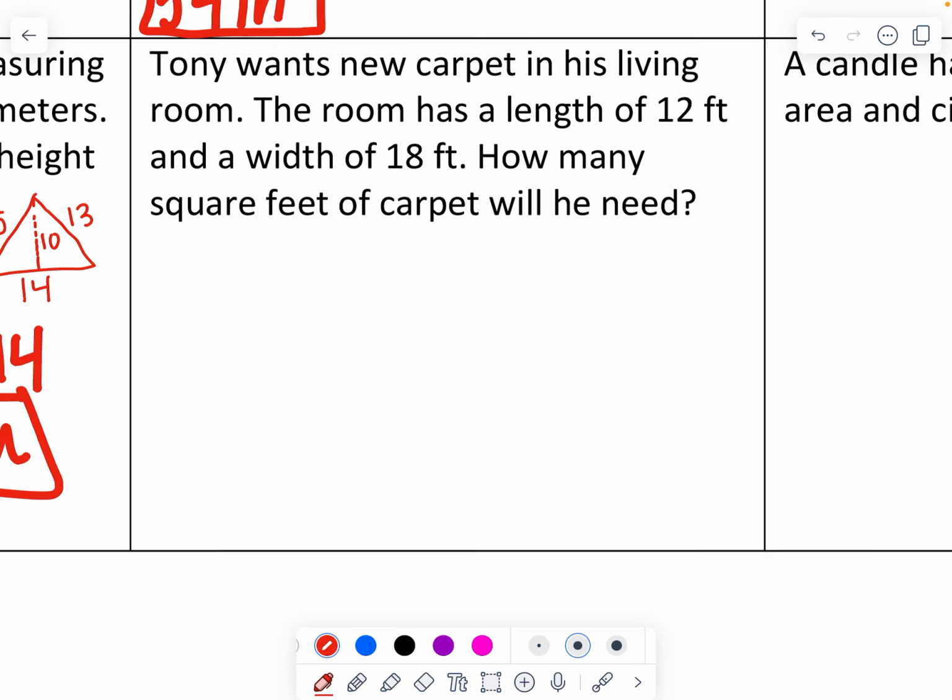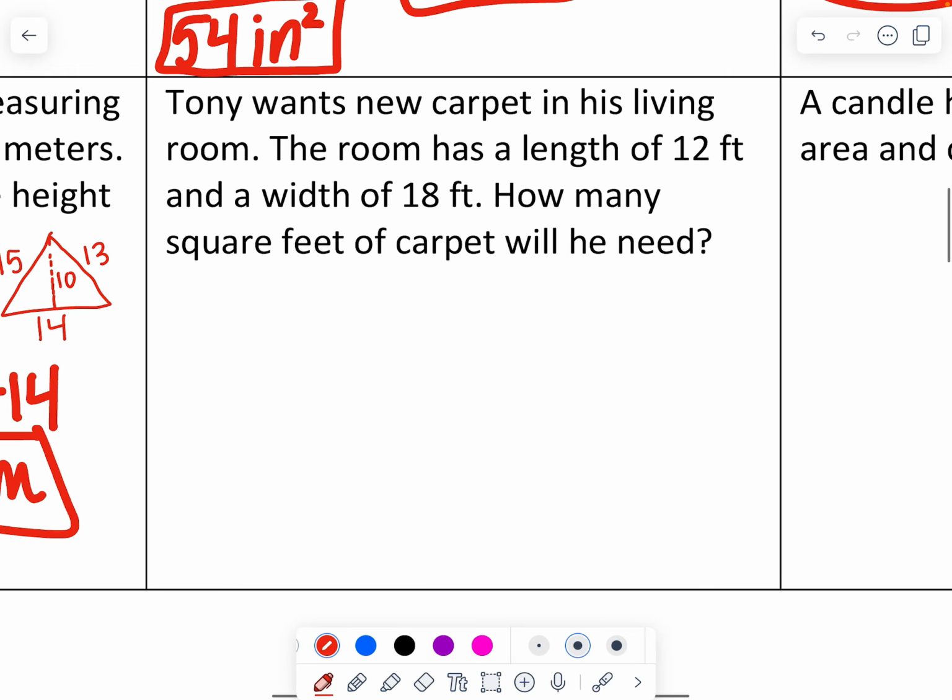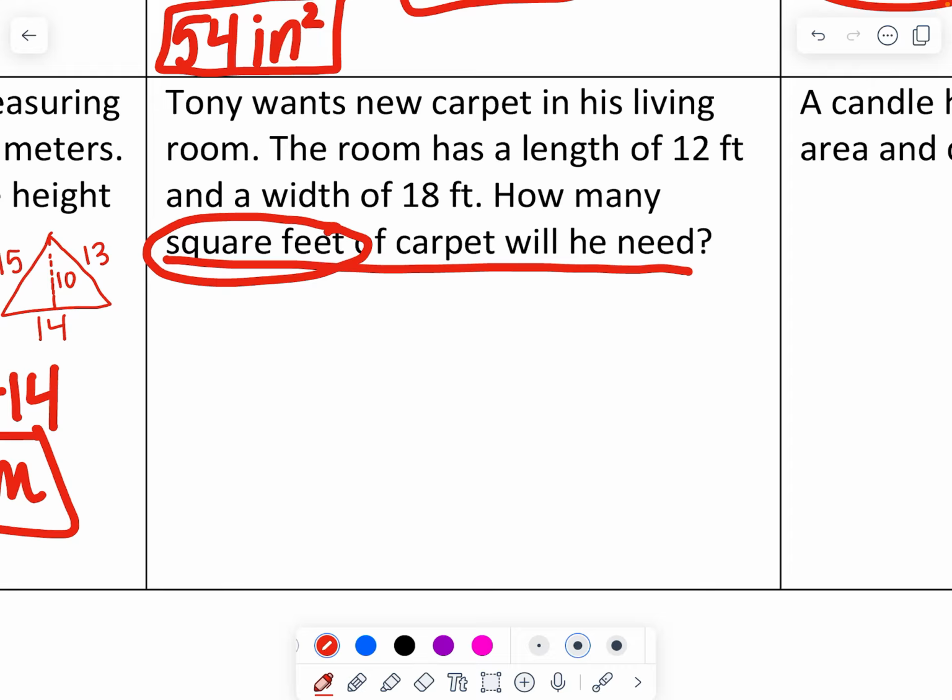Next question. Tony wants new carpet in his living room. The room has a length of 12 feet and a width of 18 feet. How many square feet of carpet will he need? So this one, you got to ask yourself, it's saying how many square feet of carpet will he need? So is this asking for perimeter or area? Okay. Well, first of all, your keyword is square feet. The only thing we square is area.